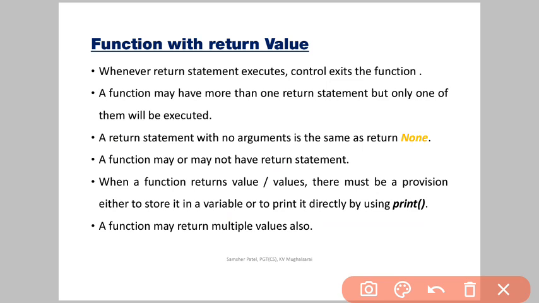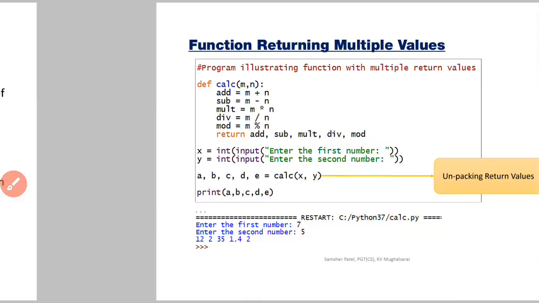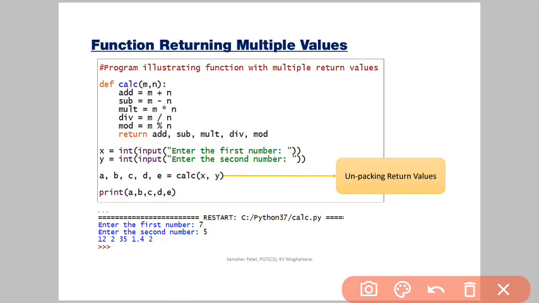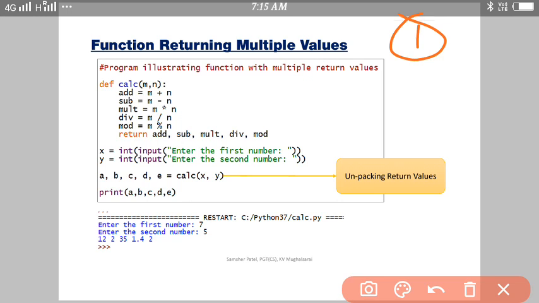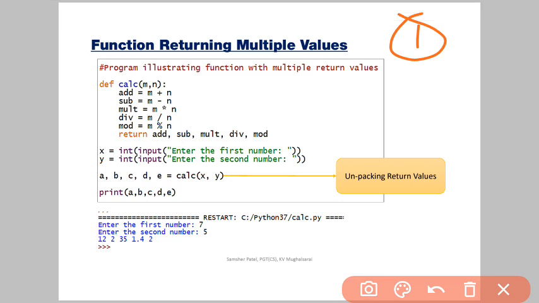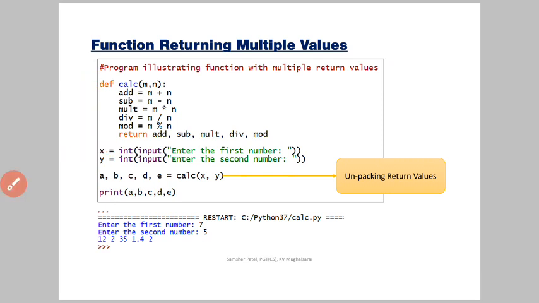The last point in this return value is that a function may also return multiple values. Let's see it. Function returning multiple values. A function may also return multiple values. Let us understand it with two examples. The first one: suppose this is a function definition.